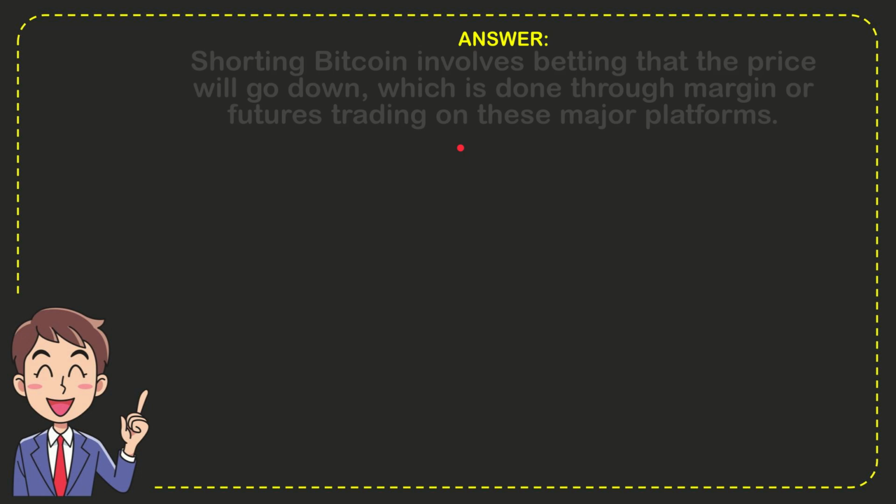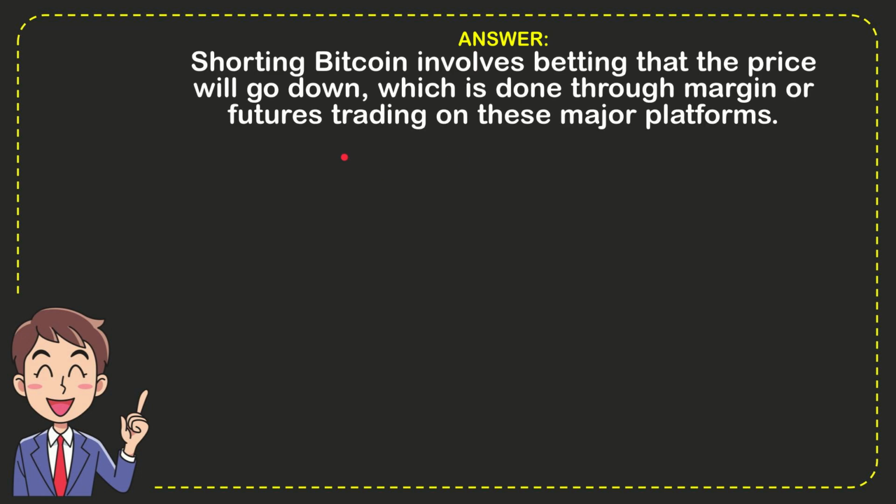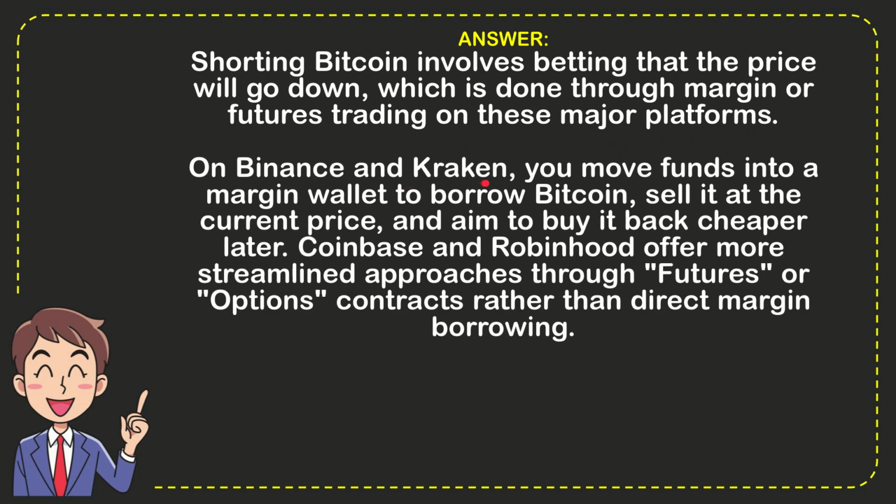Well, here's step by step. Here's the explanation for you. Shorting Bitcoin involves betting that the price will go down, which is done through margin or futures trading on these major platforms. On Binance and Kraken, you move funds into a margin wallet to borrow Bitcoin, sell it at the current price, and aim to buy it back cheaper later. Coinbase and Robinhood offer a more streamlined approach through futures or options contracts rather than direct margin borrowing.